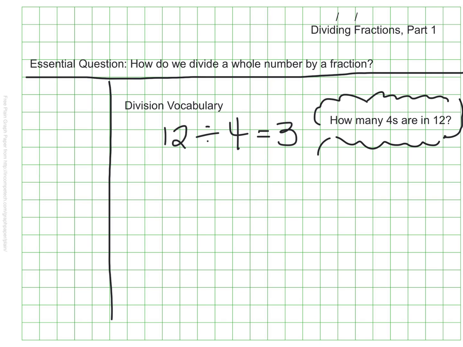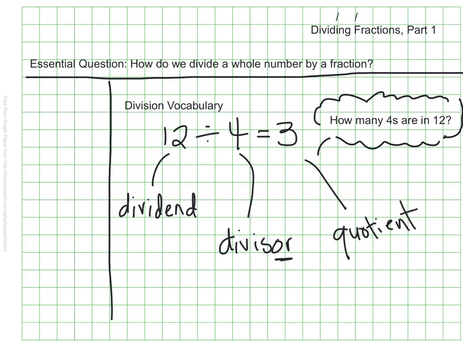In this situation, 12 is what we call the dividend. The dividend is the number we are dividing or breaking up. The 4 is what we call the divisor, the number we are dividing by. I remember that because the doctor does the doctoring, the divisor does the dividing. Right? And the third part here is our 3. The 3 is our quotient or our answer. Right? We know that there are 3 groups of 4 that fit into the number 12.